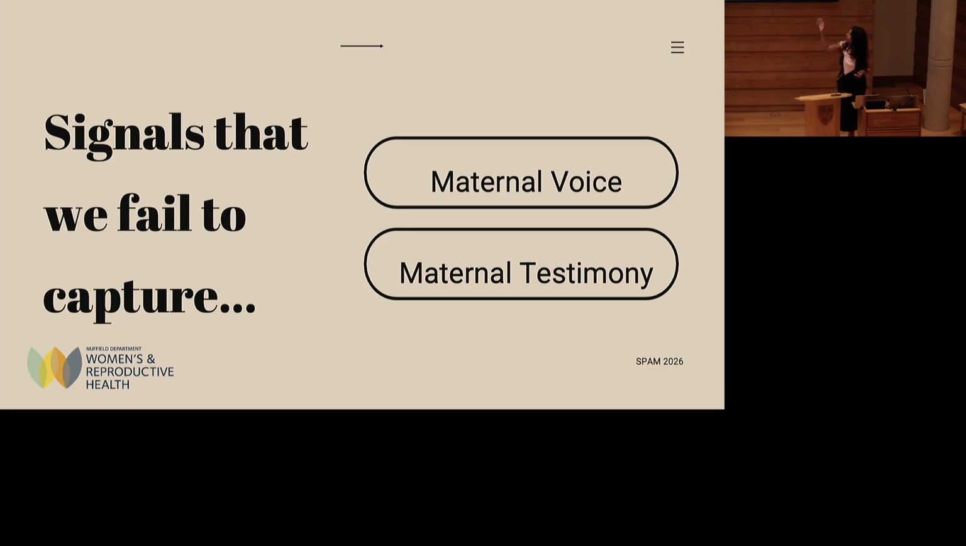And I bring up both because I believe that there is a true difference between the two. Now, maternal voice is concentrated on the idea, the opportunity, and ability for women to express their concerns, preferences, and experiences during labor. And maternal voice is really central to ideas of respectful maternity care, shared decision-making, patient autonomy. So then how does that differ from testimony?